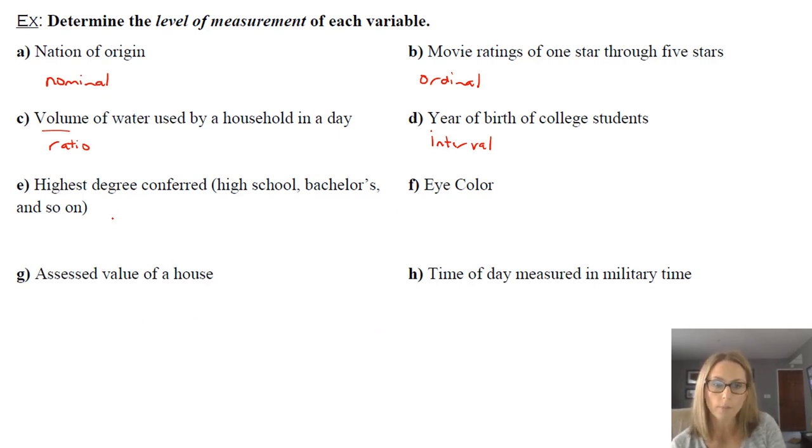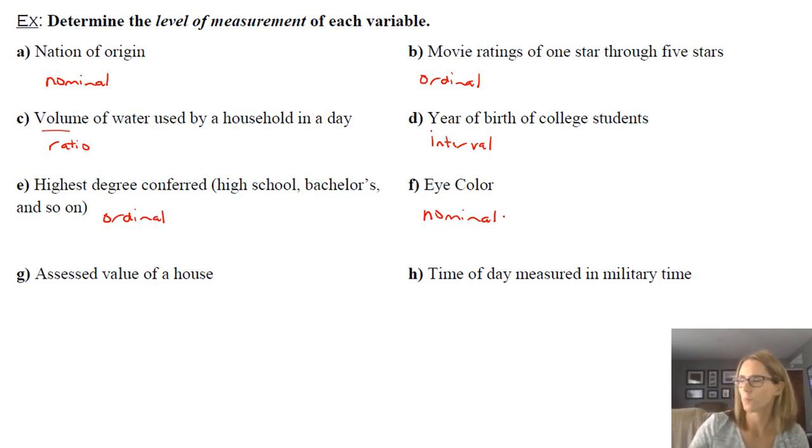Highest degree earned, we're back to ordinal, because we know that if you have a master's degree, like I do, then I have more education than somebody with a bachelor's degree. But to be able to quantify that is not possible. We just know that it's more education, but trying to quantify it is not something we can do. Eye color, we're back to the idea of nominal. We're getting answers like your eye color is blue, or green, or brown, so we're not getting anything with numbers at all.